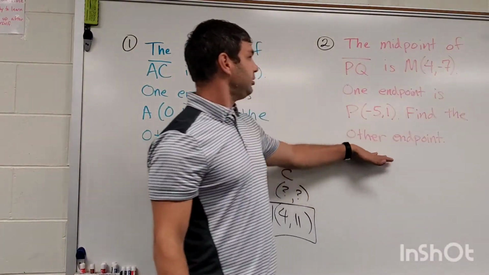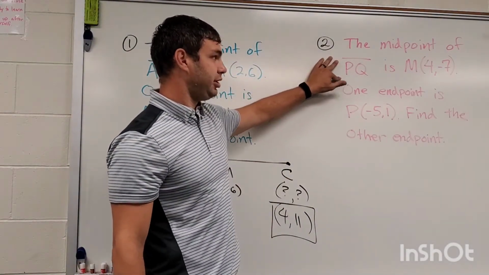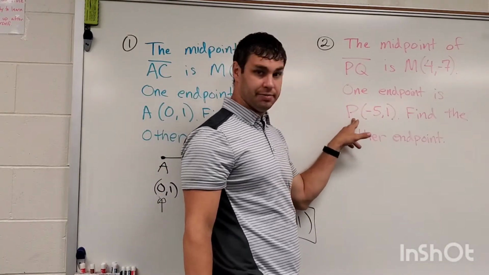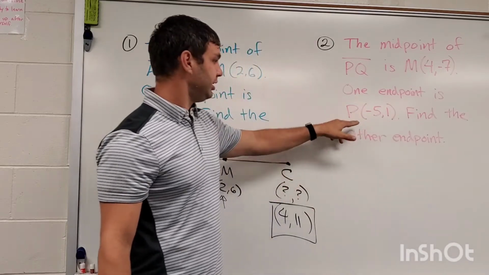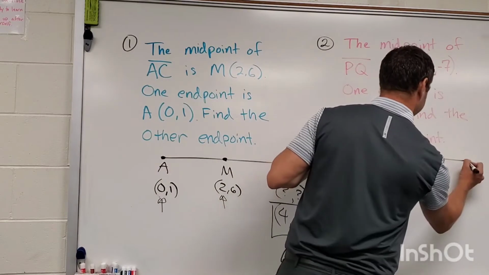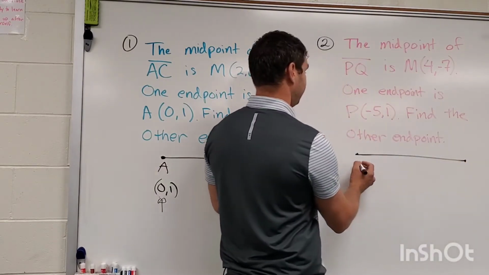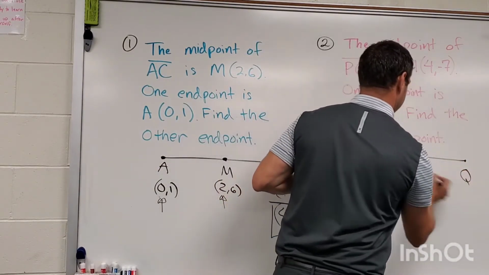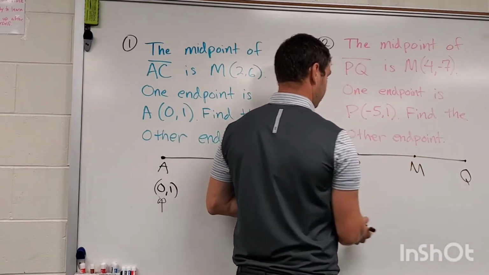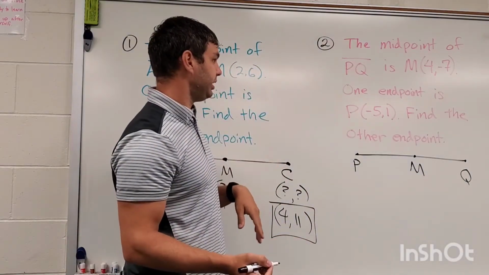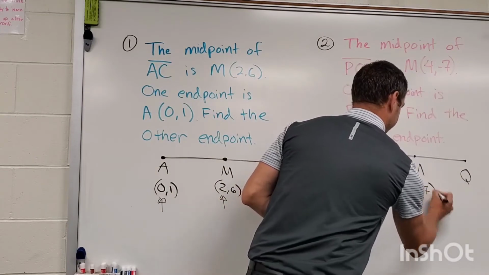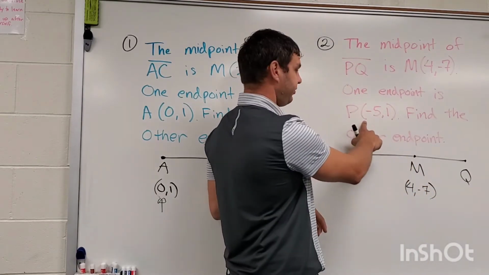All right, number two. Number 2 says the midpoint of line segment PQ is (4, -7), and one endpoint is P, which is (-5, 1). Find the other endpoint. Same idea here. So draw your diagram PQ. Our midpoint M is going to go in the middle, and then we can label these. So M is (4, -7). P is (-5, 1).